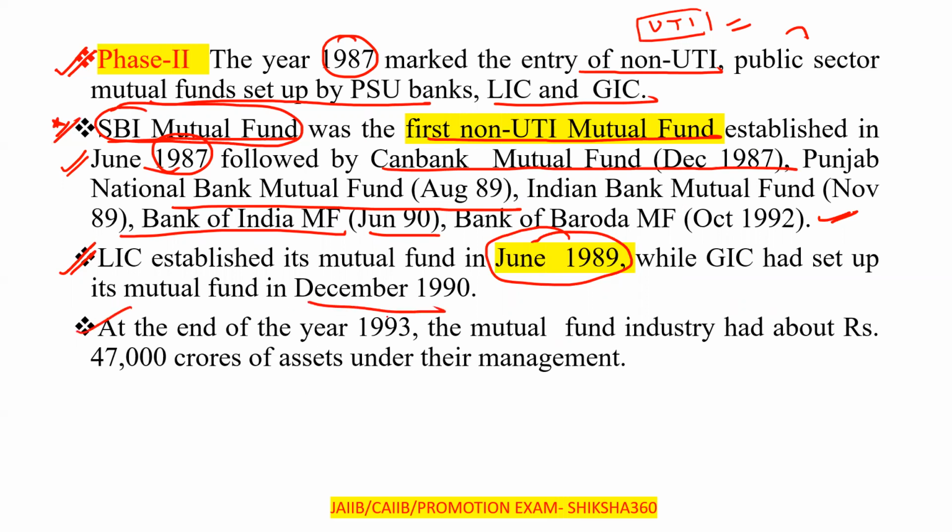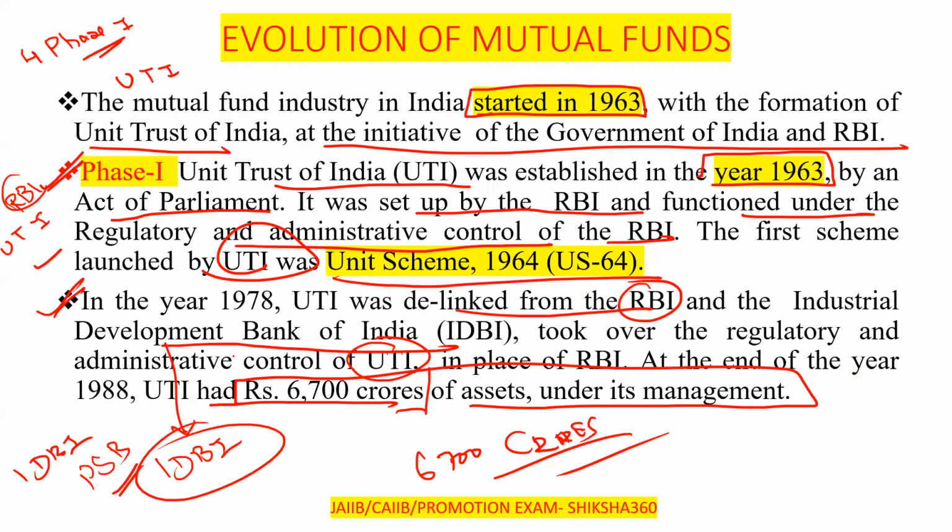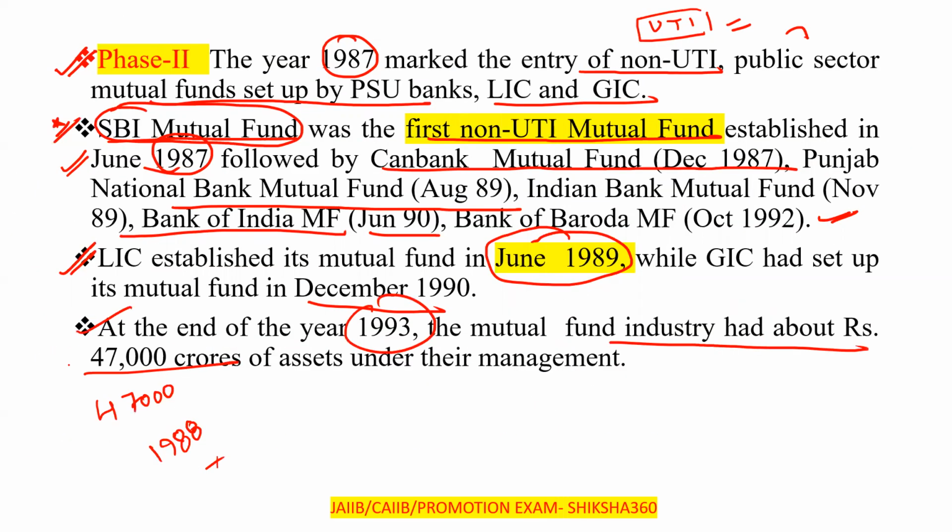At the end of the year 1993, the mutual fund industry had about rupees 47,000 crores. In 1988, it had only 6,700 crores. Now it is 47,000 crores of assets under management.